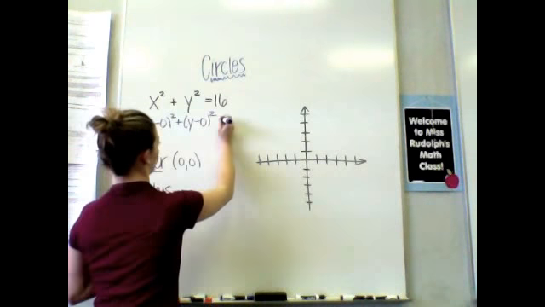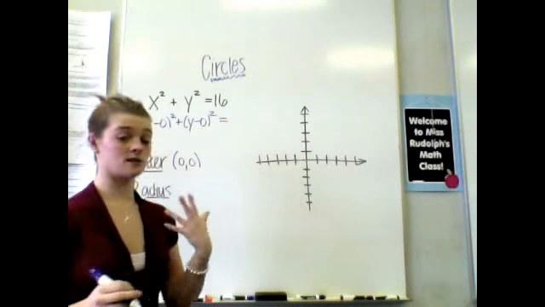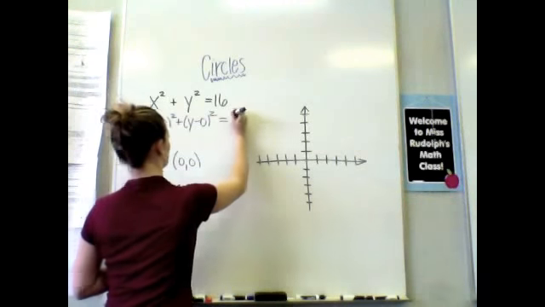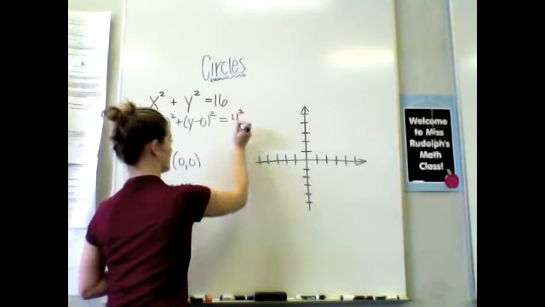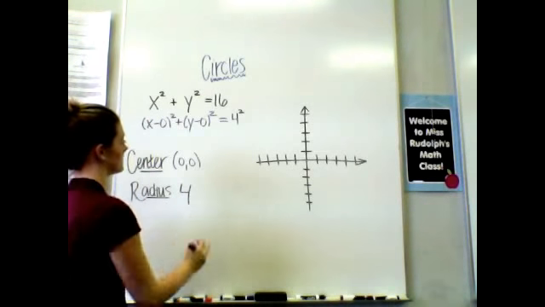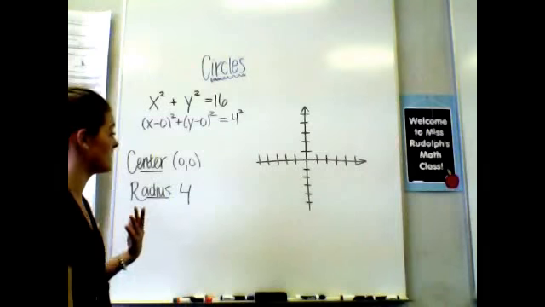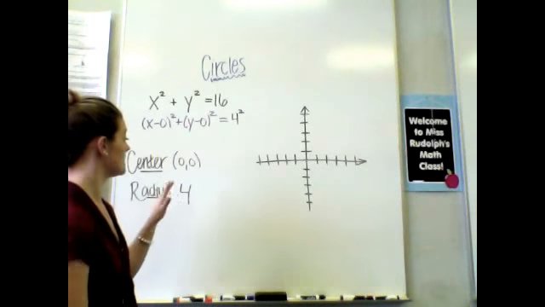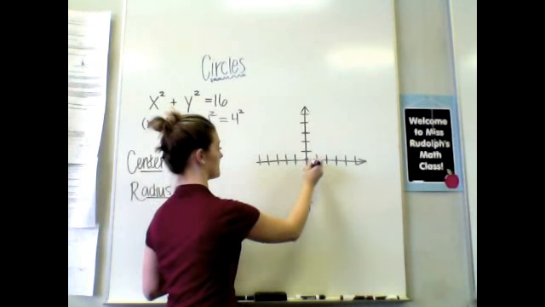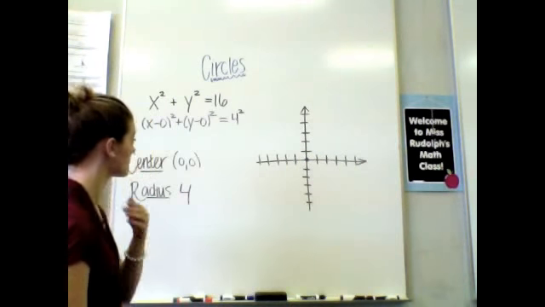Now, I have to figure out, this is always set equal to the radius squared, so what's really being squared to get me 16? Well, 4 squared is 16. So my radius is 4. Alright, now I've got to graph this. So my very first thing I need to do to graph a circle is plot the point at the center. My center is at (0, 0). So I plot my point.